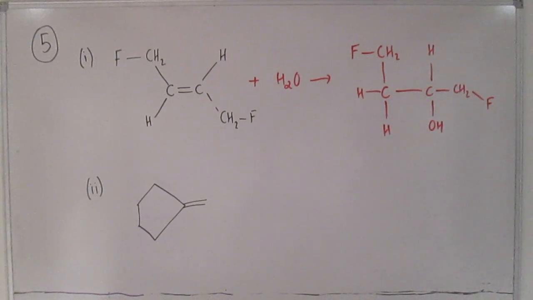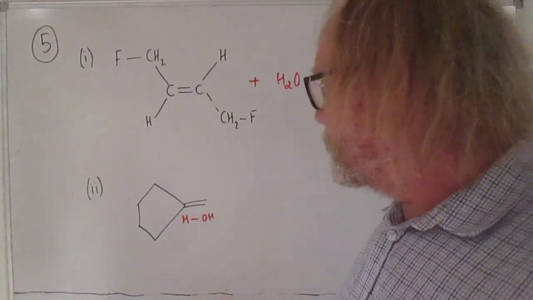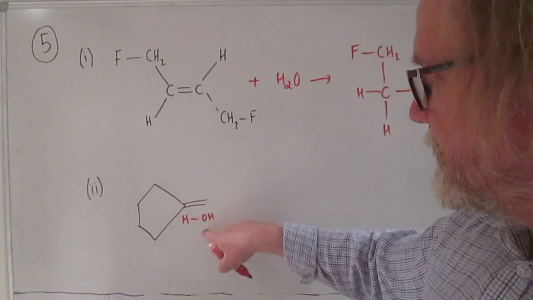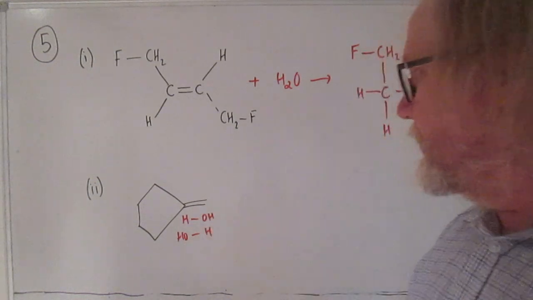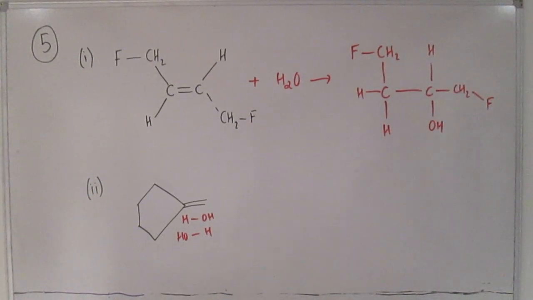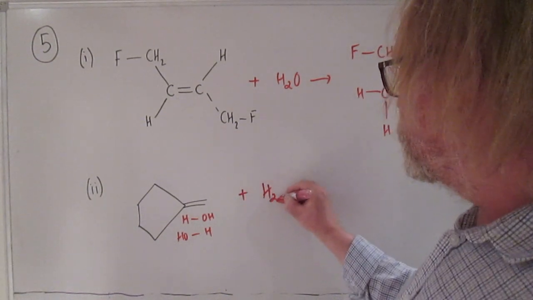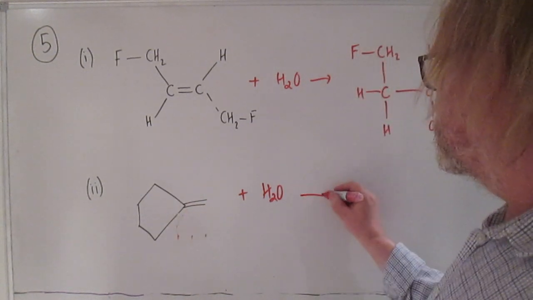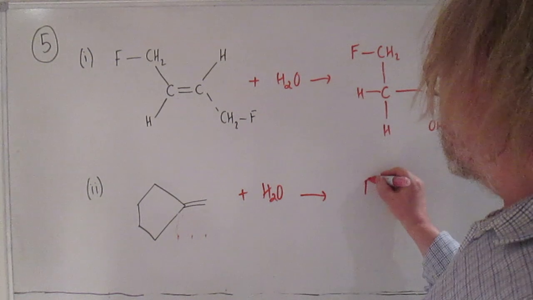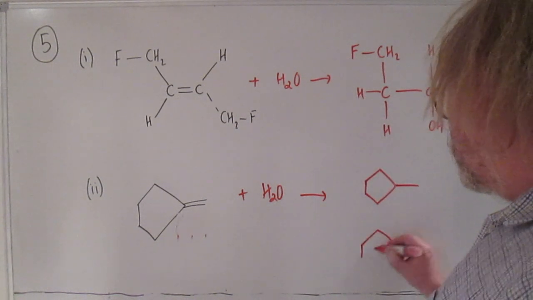So here we're going to get the same thing. We're going to add H and OH across this bond, but this time you do have a question of which way round will it mainly go. Will it go that way, so the H adds to this end and the OH adds to that end, or will it add mainly that way round? So we can write the equation with alternative products, but then we're going to have to consider which one will be the major one. So we've got that plus water will give us either one product or the other product.